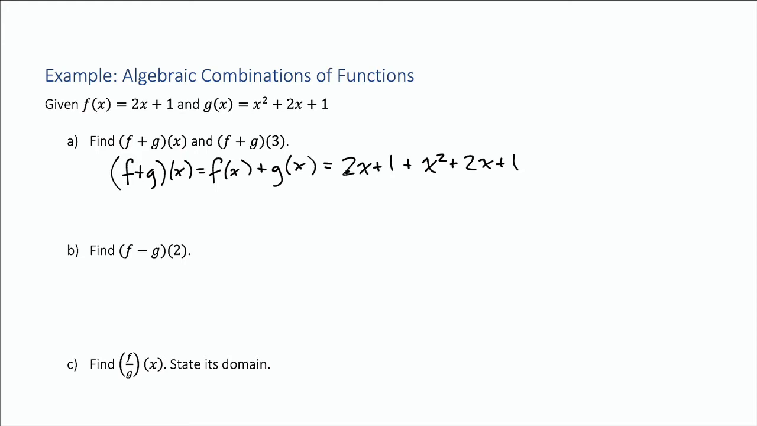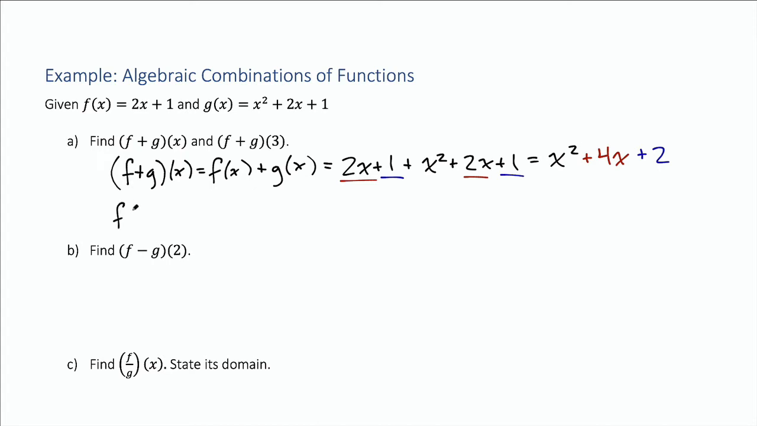Now, we can, of course, combine some like terms here. So we've got this 2x and this 2x that can combine. Okay, so we've got our x squared, and then we combine those two x's, and that's 4x. And then we also have this 1 and this 1 that can combine, and that's plus 2. So there's our combined function f plus g of x.